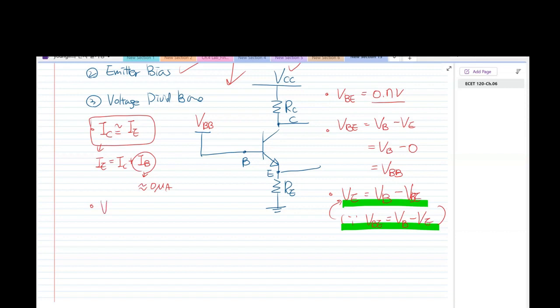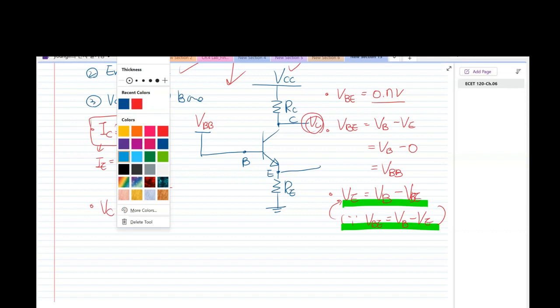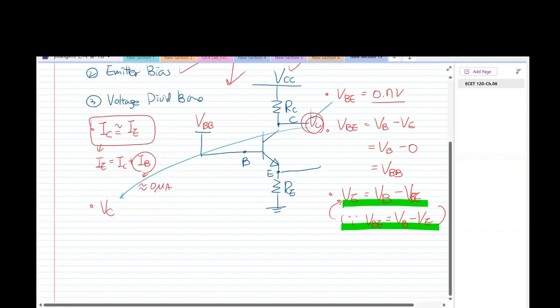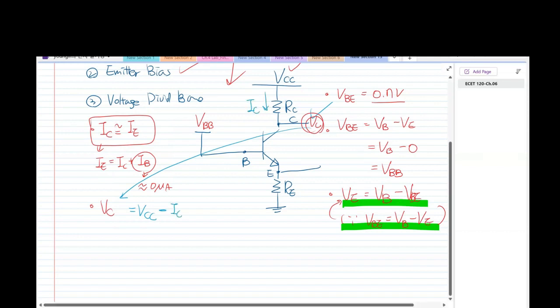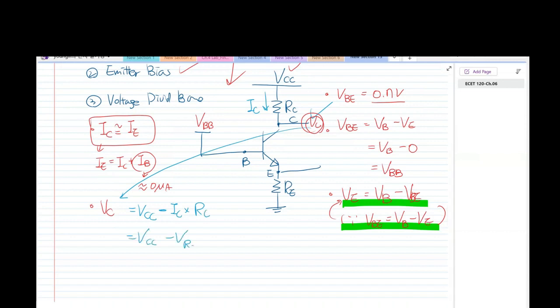And what is V sub C? V sub C right there is V sub CC minus I sub C times R sub C. So it means V sub CC minus I sub C R sub C here. Just right there. I'm going to write this one.